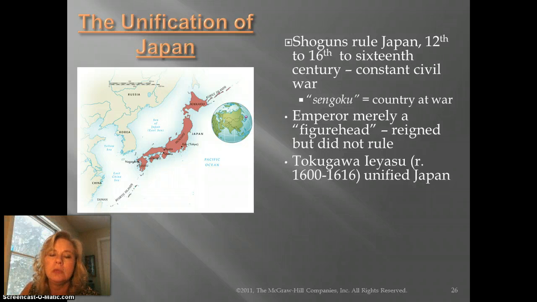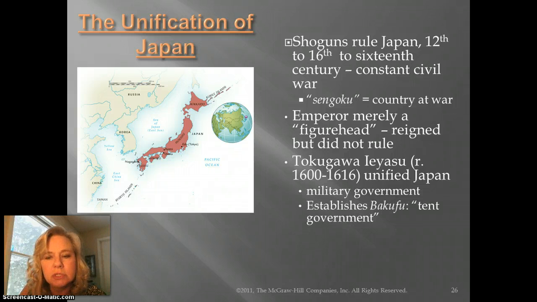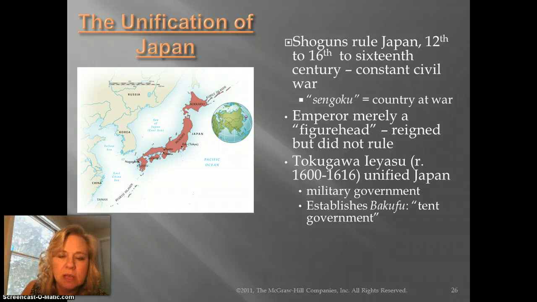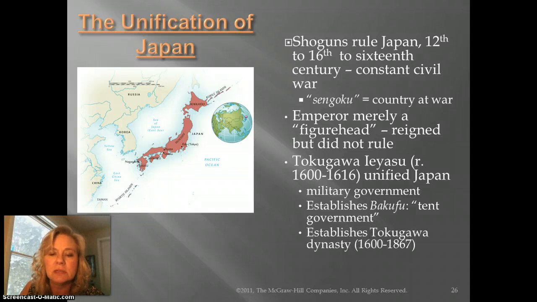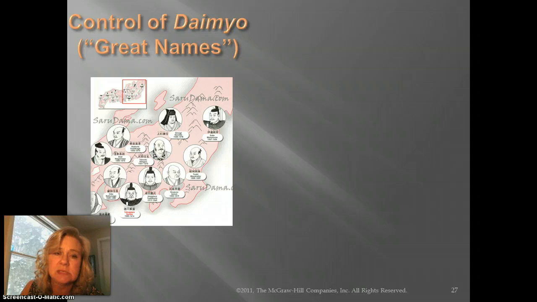Who did end up controlling and unifying Japan was Tokugawa Ieyasu. He is very much like Shin Shiwangdi in the fact that he brought together warring tribes. He had a military government, and he established the bakufu. So underline the word bakufu. This means tent government. Now, a tent is something you put up and you take down. The idea was that this government was going to be temporary, but in essence, it really wasn't. And it, in fact, was the beginning of the Tokugawa dynasty, which would rule Japan from 1600 to 1867.